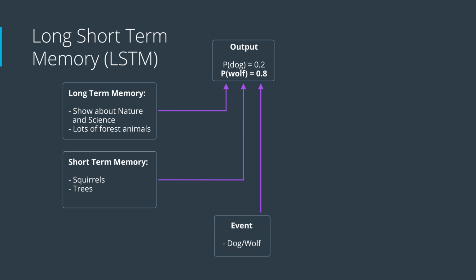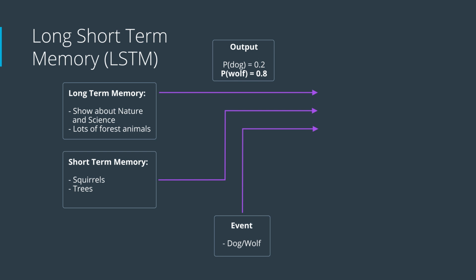In this case, the long-term memory, which says that the show is about forest animals, will give us a hint that the picture is of a wolf and not a dog. We also want the three pieces of information, long-term memory, short-term memory, and the event, to help us update the long-term memory. So let's say we keep the fact that the show is about nature and we forget that it's about science, and we also remember that the show is about forest animals and trees, since we recently saw a tree. So we add a bit and remove a bit to the long-term memory.